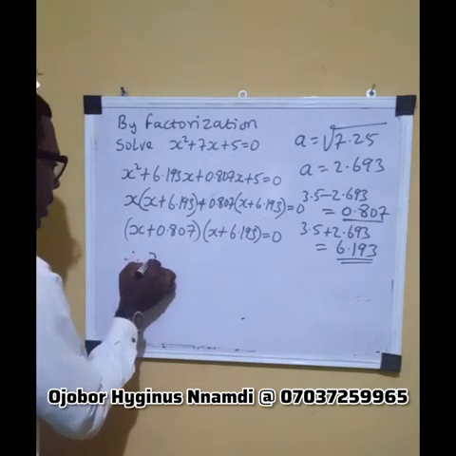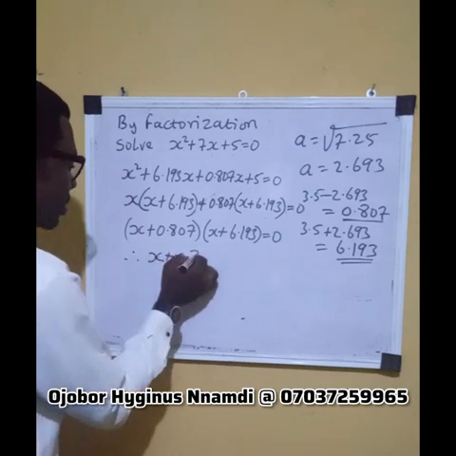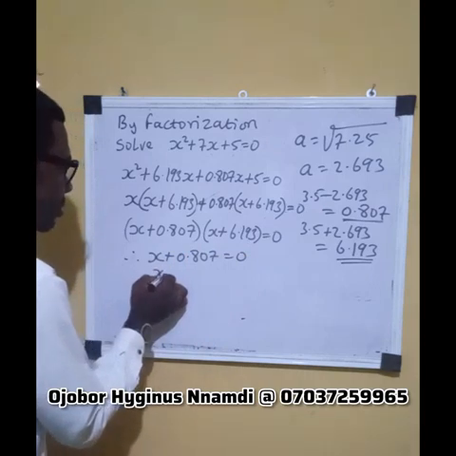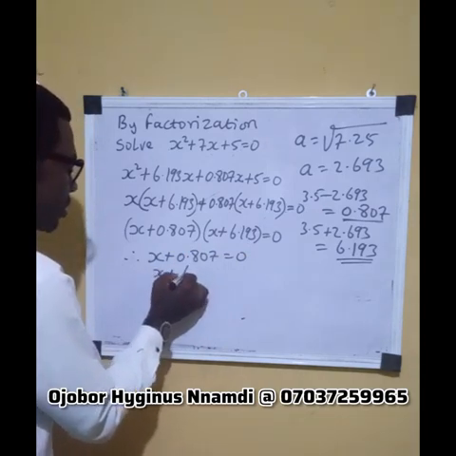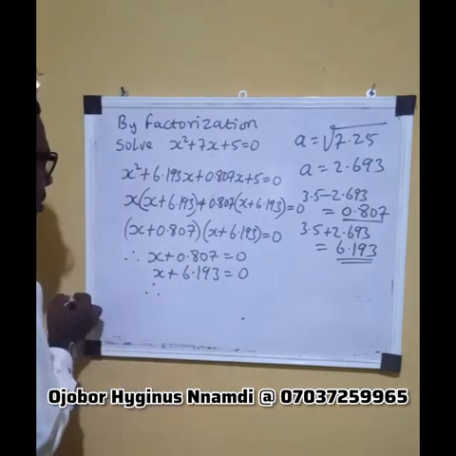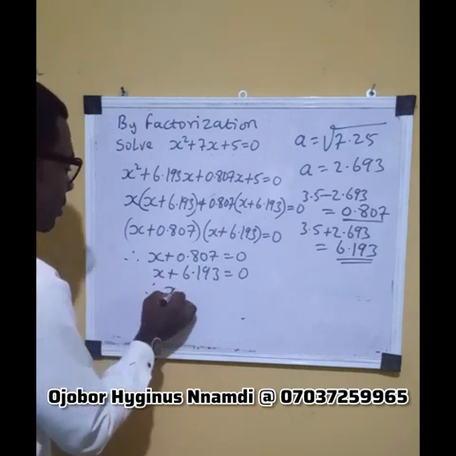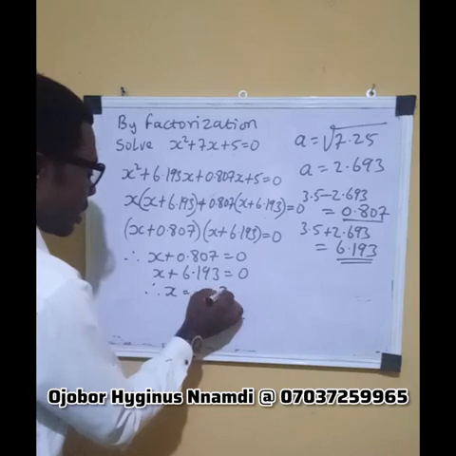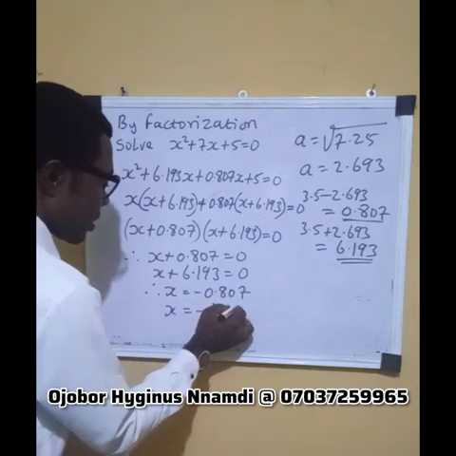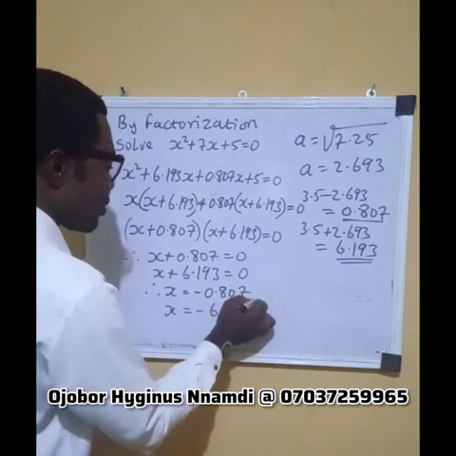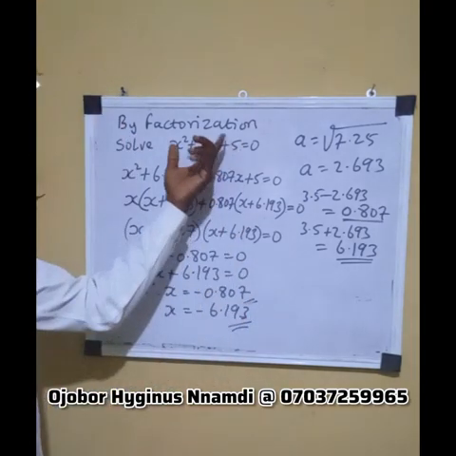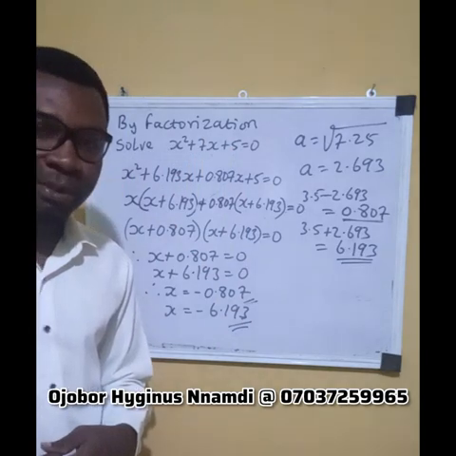Therefore, x plus 0.807 is equal to 0, or x plus 6.193 is also equal to 0. It therefore means that x is equal to minus 0.807, or x is equal to minus 6.193. You can see how I used factorization to get the roots of a quadratic equation that are not factorizable.